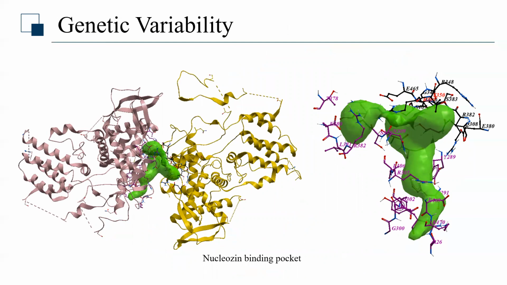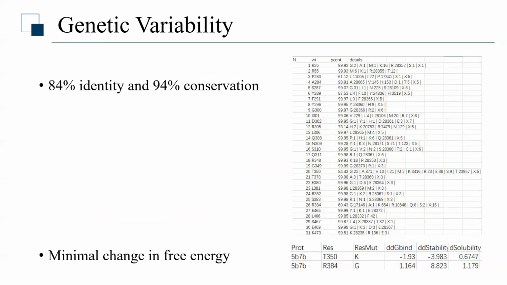The binding pocket of nucleozin is lined with the residues that are depicted in the picture on the right. Residues that come from different subunits are colored differently, and certain residues that have non-conserved mutations are colored red. On the left picture, we can see the pocket in between the two trimers. A multiple sequence alignment indicates an 84% sequence identity and a 94% sequence conservation among the 33 residues lining the nucleozin binding pocket.